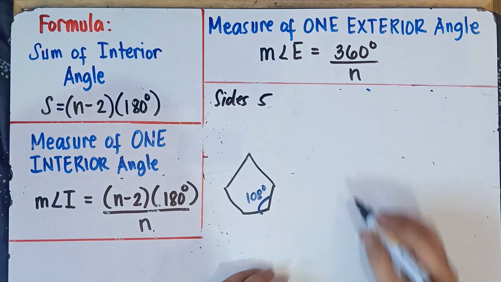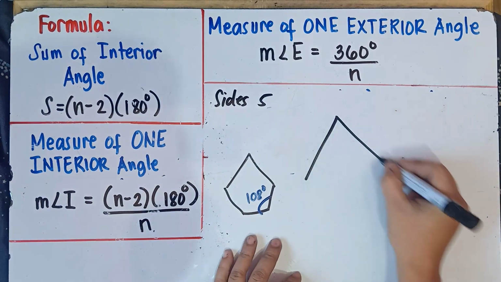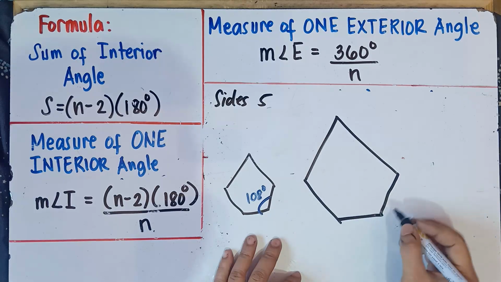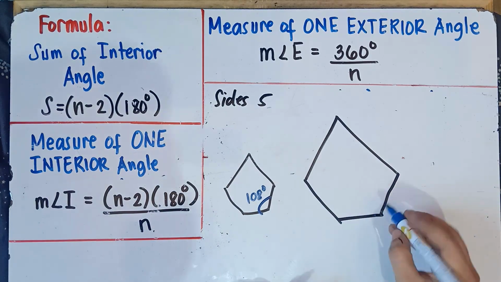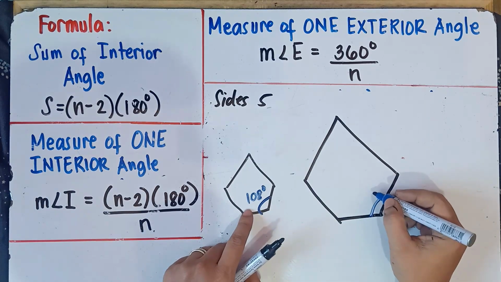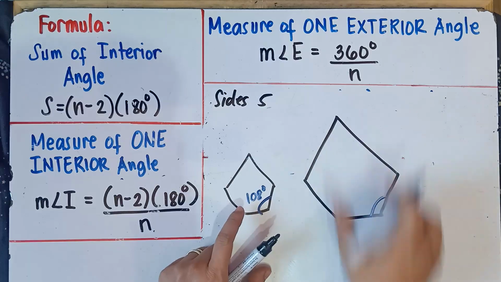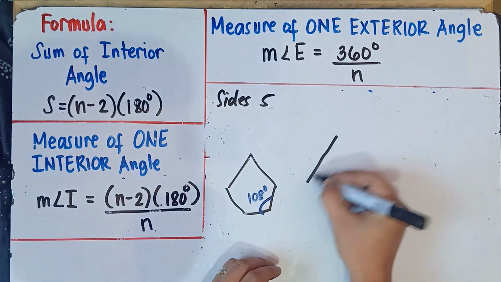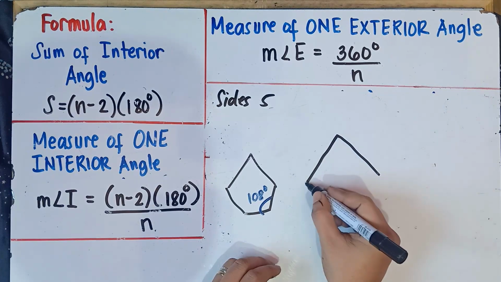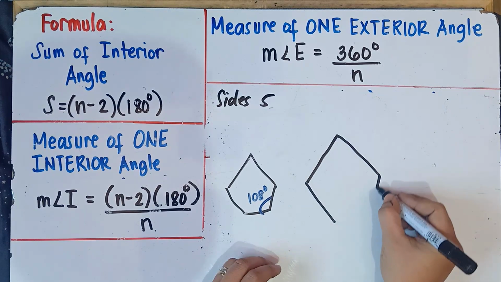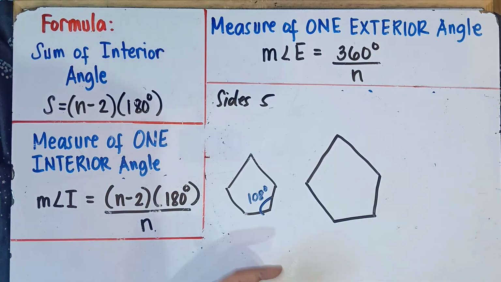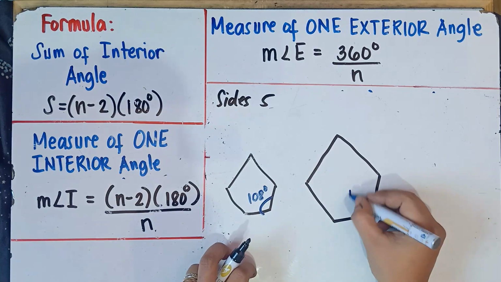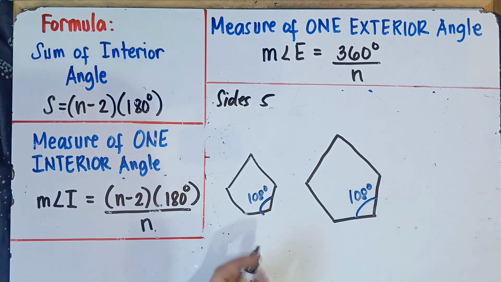So let me draw this one, class. We have a pentagon. The answer for this one, a while ago, is 108 degrees, right? Once again, that's assuming this is a regular pentagon, 5 equal sides. Let me draw it again, class. So regular pentagon, 5 equal sides. This is 108, and then we're told to find the exterior angle.